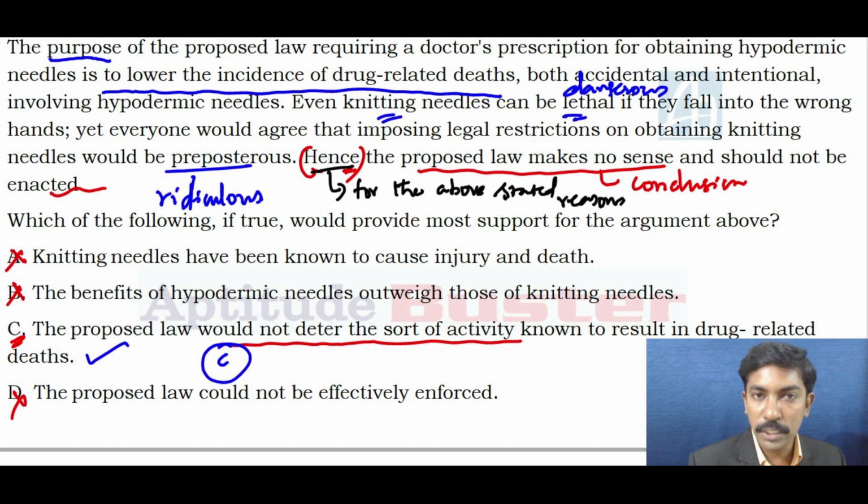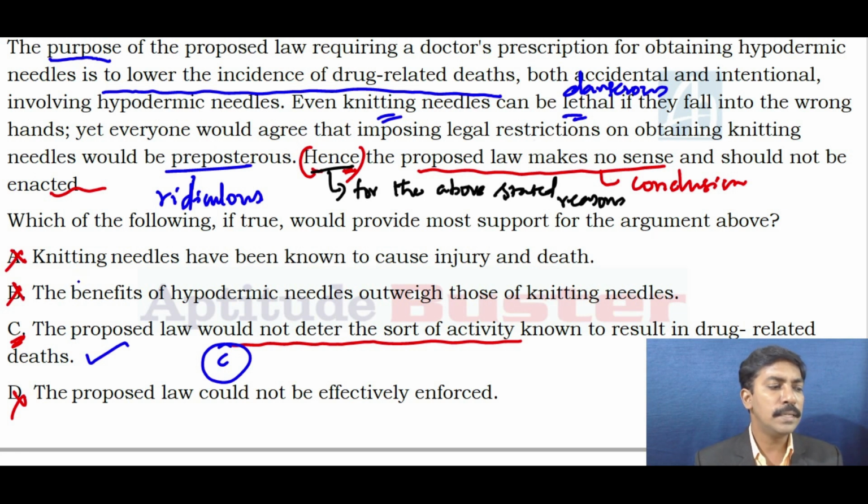So even if you understood the text, you go on to the option, the claim remains constant. The claim is the author states that the law doesn't make sense. The law here, the law which mandates doctor's prescription for buying hypodermic needles. And the text doesn't talk about hypodermic needles and knitting needles as such. It talks about the law that involves obtaining hypodermic needles. So if you understand the text clearly, even then you can eliminate option A.